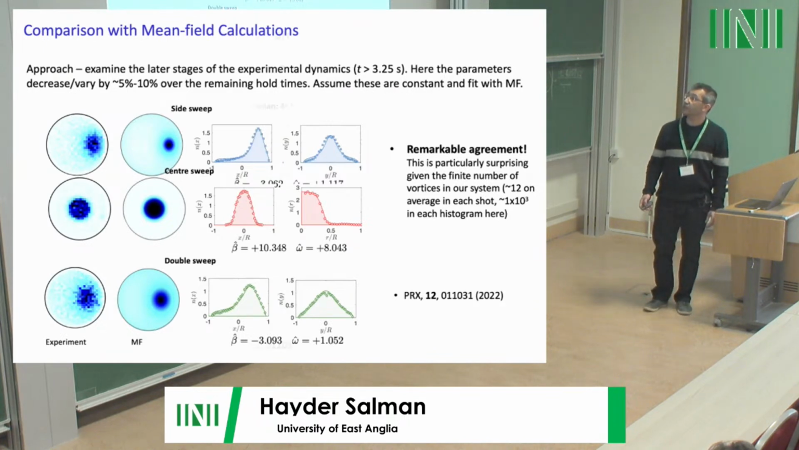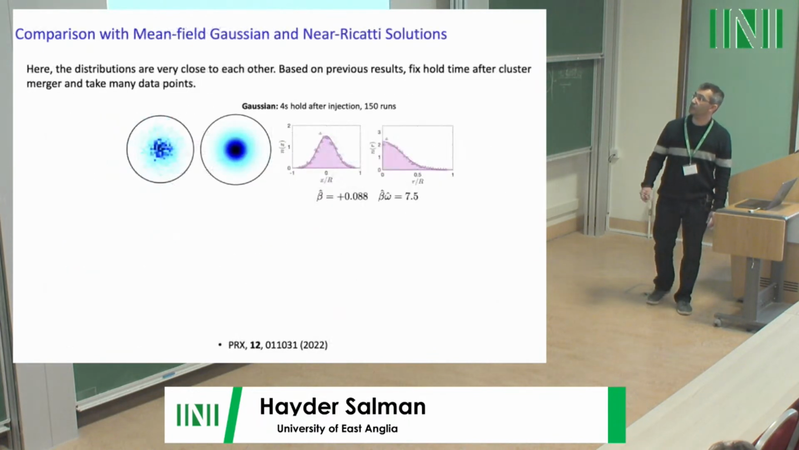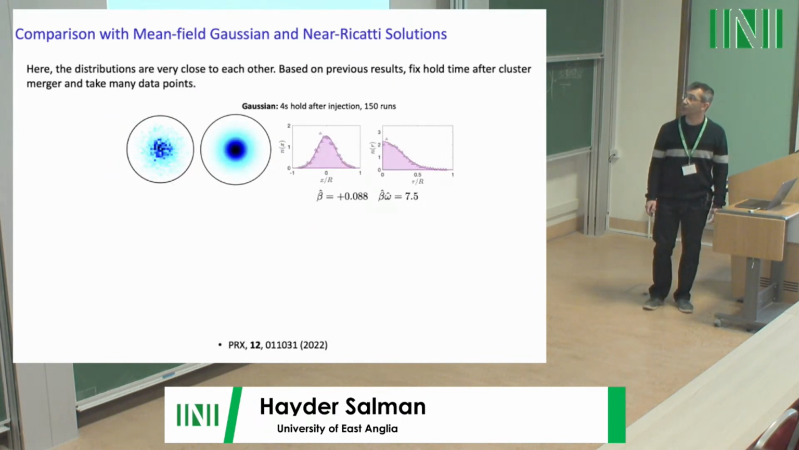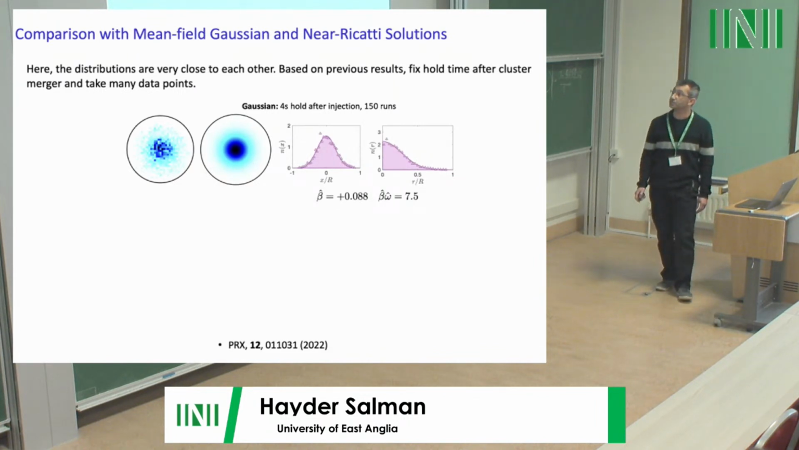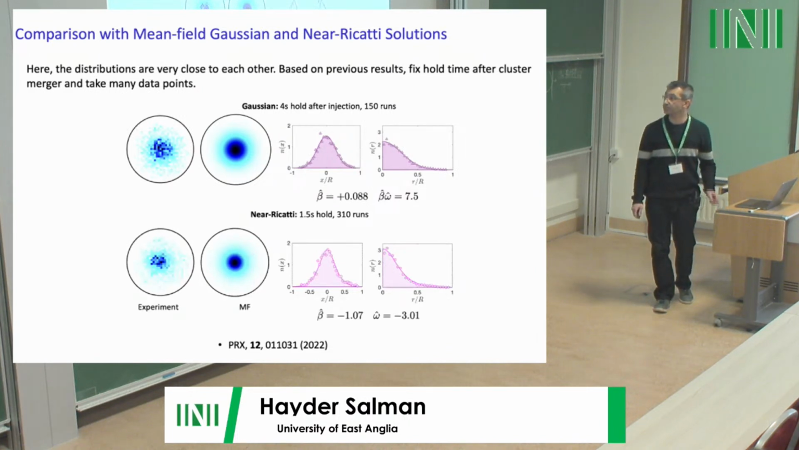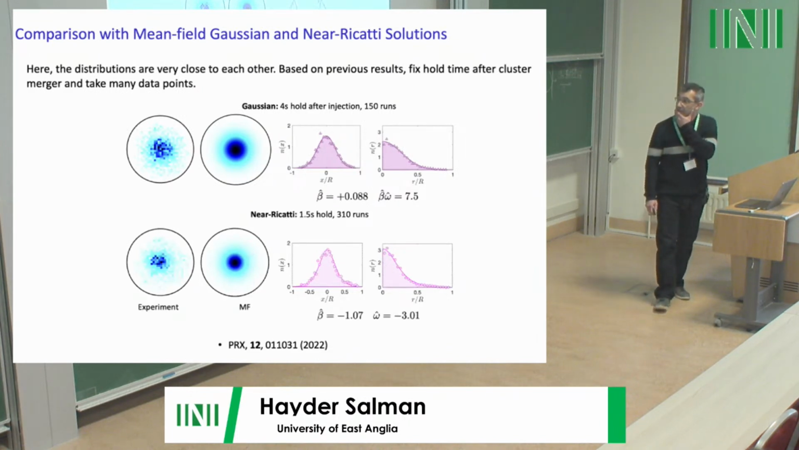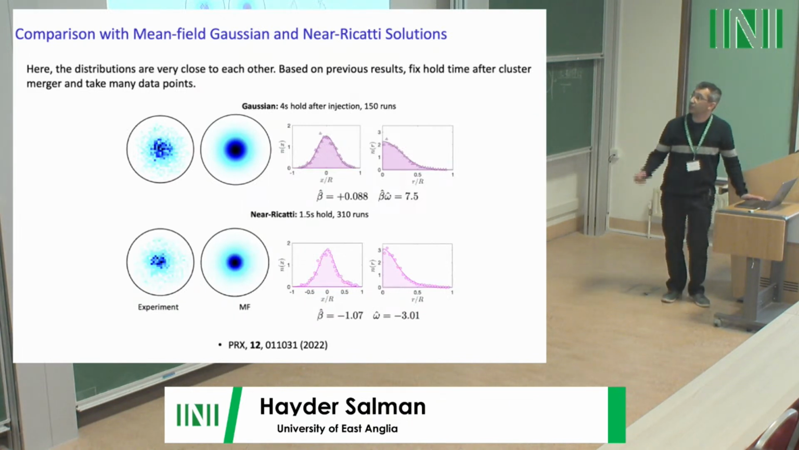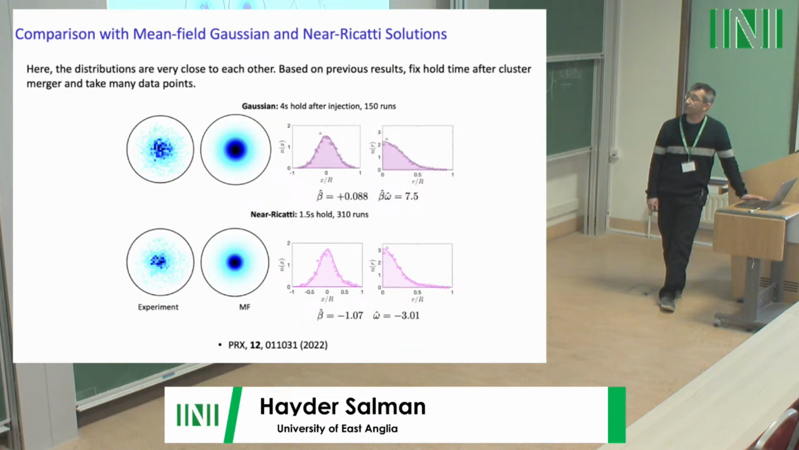And then here are the other cases that correspond to the Gaussian and the near-Riccati solutions, where basically you're crossing from positive to negative temperatures. And again, you're seeing good agreement. Okay, so this demonstrates that many of the predictions of the Poisson-Boltzmann equation work quite well.